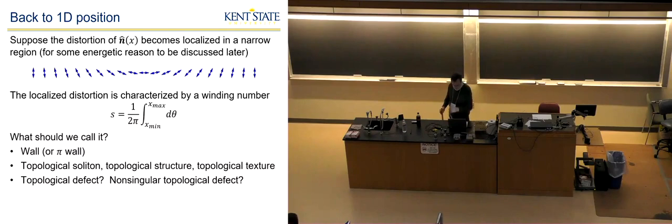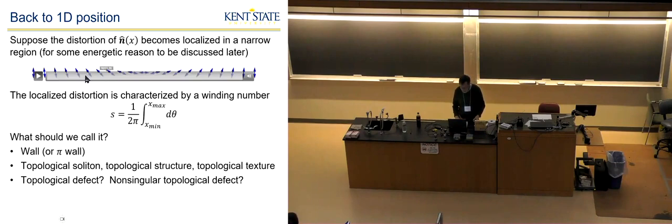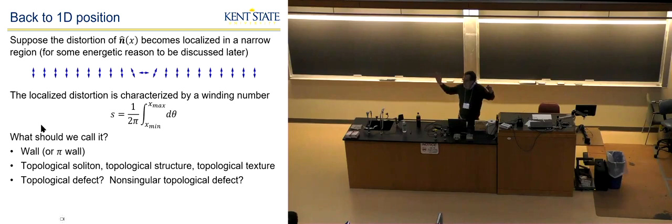Let's go back to one dimension now. So I showed you that this kind of feature right here is characterized by a winding number of a half. In general, in this picture, it's spread out, so the winding is spread out all the way from X min to X max. But let's suppose for some reason that it became more concentrated. It's the same winding from the left to the right, but it's not a spread out winding. I've gradually pushed the winding to be all in one place, okay?